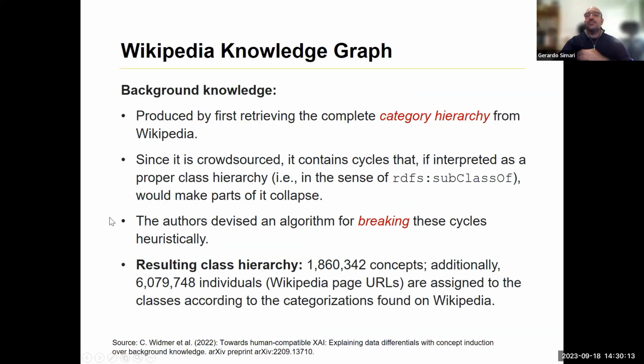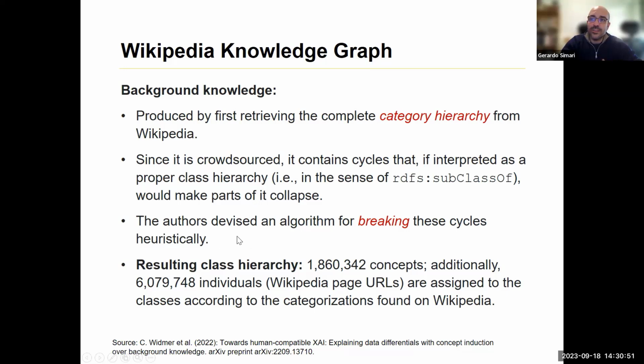So as background knowledge, as I was saying, they used the Wikipedia knowledge graph, which is produced by retrieving the complete category hierarchy. We'll see a few screenshots in a bit. This is a crowdsourced data set, so it can actually contain cycles, which doesn't make sense. If you have cycles in a subclass kind of relation, it doesn't make sense, and you have to somehow break them, because otherwise that part of the hierarchy wouldn't make sense, and you wouldn't be able to use it.